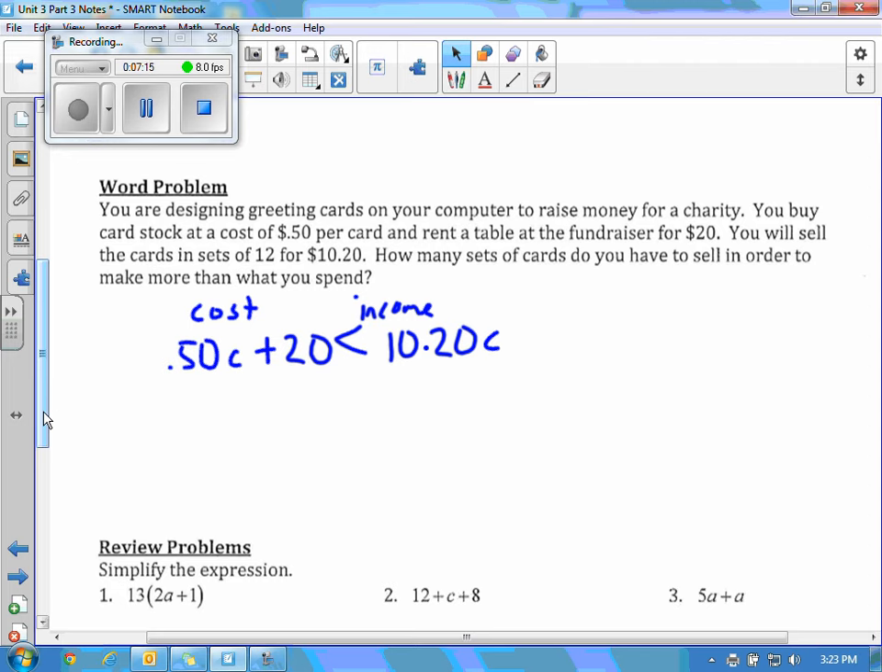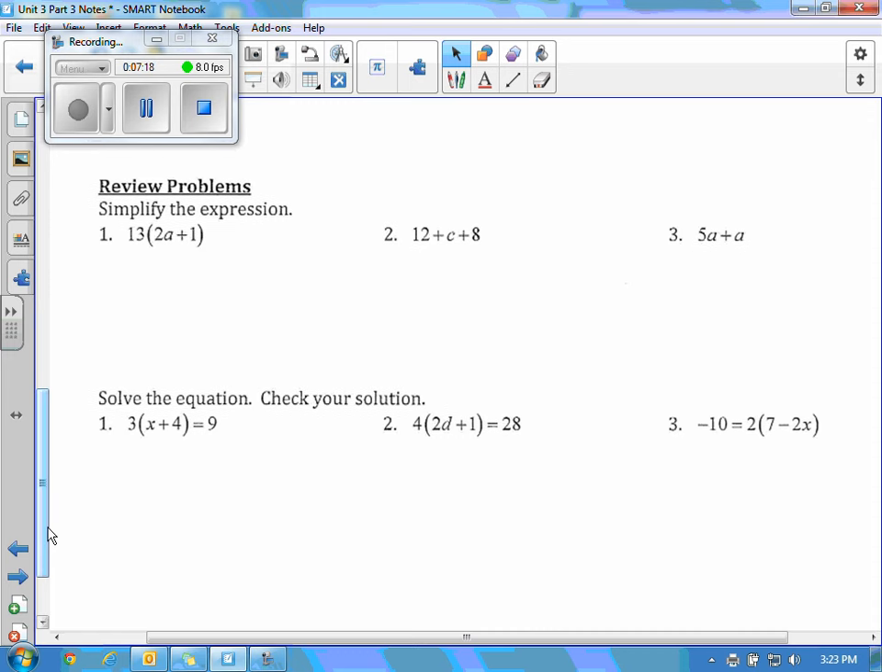Okay, and then at the bottom you have review problems, which of course are always up to you to do on your own. Just make sure you check them with the answer. All right, that's it for Unit 3.